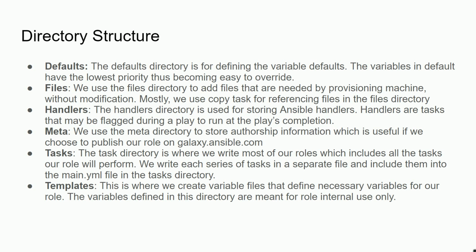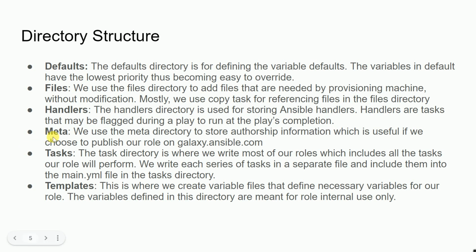Now these are the directory structures, and what exactly each folder is used for is defined over here. The defaults directory is for defining variables, and variables in defaults have the lowest priority, thus they become very easy to overwrite. Files: we use the files directory to add files provided when provisioning the machine, without modification. Mostly we use the copy task for referencing the files in the files directory. The handlers directory is used for storing Ansible handlers, and handlers are tasks that may be flagged during the play to run at the play completion.